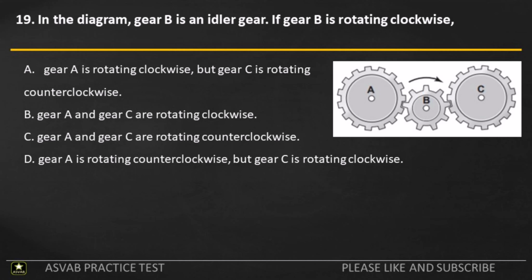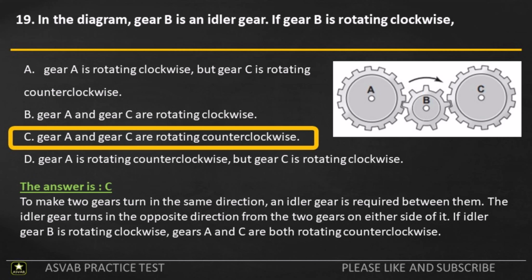The answer is C. To make two gears turn in the same direction, an idler gear is required between them. The idler gear turns in the opposite direction from the two gears on either side of it. If idler gear B is rotating clockwise, gears A and C are both rotating counterclockwise.